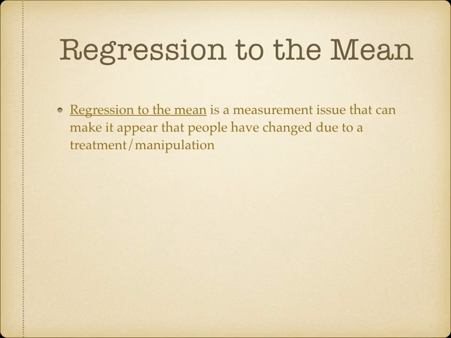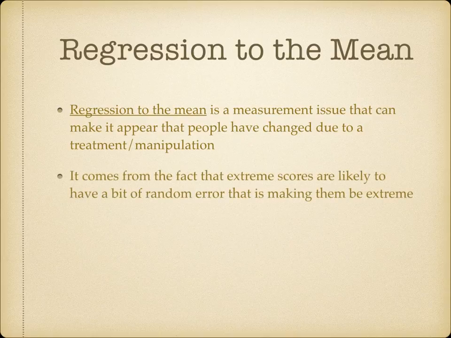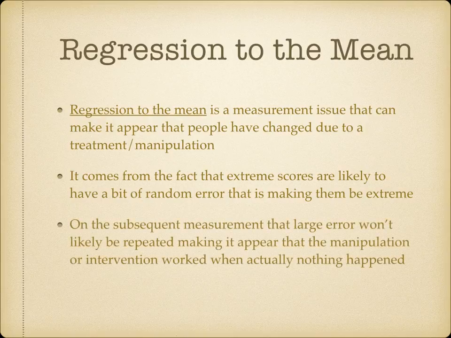Now, regression to the mean is a relatively complex issue, so I want you to really follow along with me here. It's a measurement issue that makes it appear that people have changed due to the treatment or manipulation. It comes from the fact that extreme scores are likely to have a bit of random error that is making them be extreme. On the subsequent measurement that you do of the person after the first measure, remember we're kind of imagining that we're in this pre-test, post-test kind of measurement situation, that large error that you saw before the treatment or manipulation occurred is not likely to be repeated the second time you do the measurement.